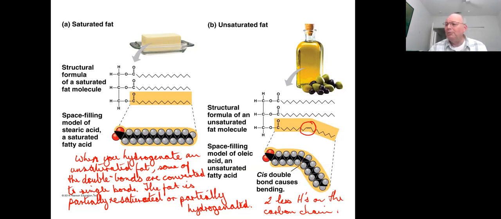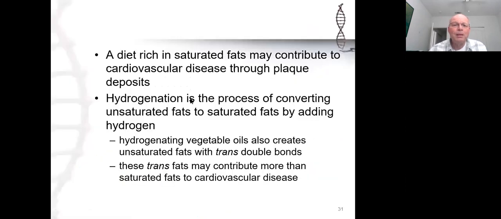The problem with this as a solution is that not only does it partially hydrogenate some of the double bonds, but it also converts some of the double bonds from the cis form to the trans form. And this is where the problem really comes into play.